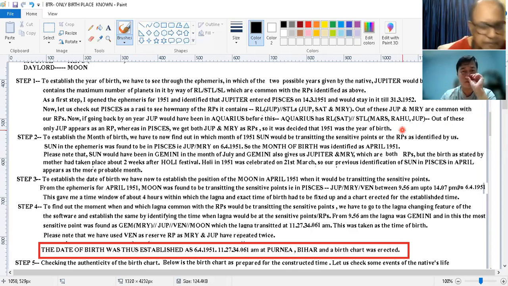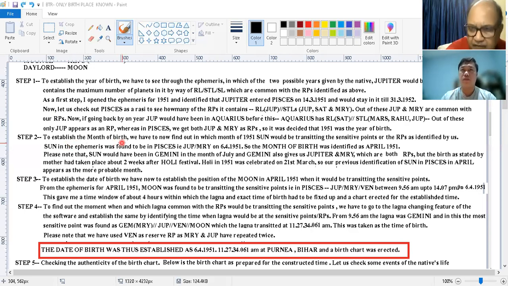Now, step two, to establish the month of birth. We have established the year of birth as 1951. So now we need to recycle the RPs again, correct? Yes, exactly. Now the ruling planets are refreshed. You've hit the refresh button. Now to establish the month of birth.